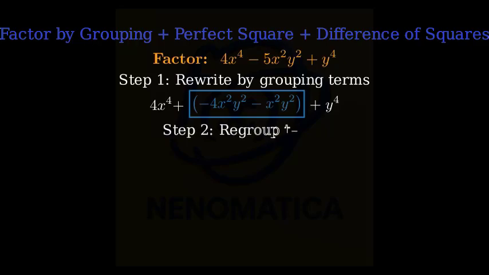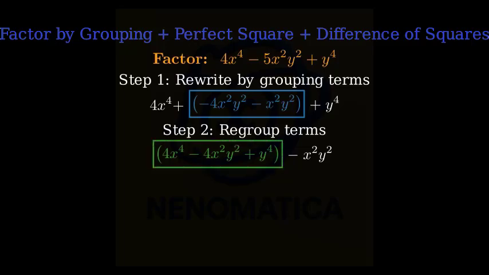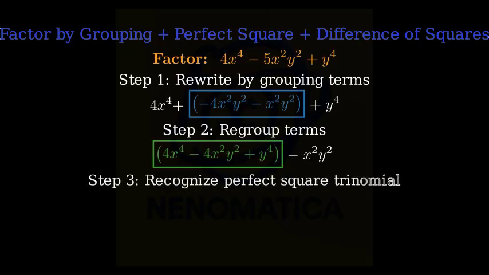Step 2. Regroup terms. We will collect the first, the modified middle, and the last terms into a single trinomial, and then subtract x²y². Step 3. Recognize the perfect square trinomial. The green trinomial matches the pattern a² − 2ab + b². Here, a equals 2x², and b equals y².